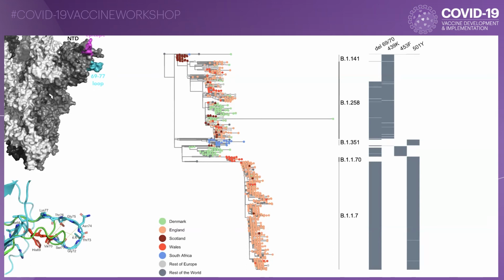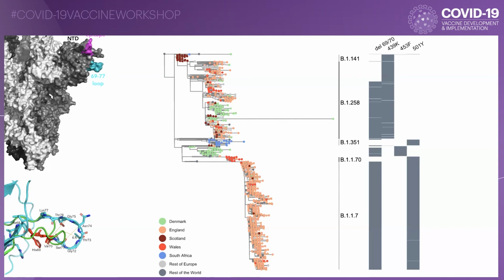As we go up, you can see the B.1.351, which is a 501Y containing lineage. Of course, this is the South African variant. And then further up the tree, you can see the 439K containing viruses that emerged initially in Scotland on their own at the top of the tree.